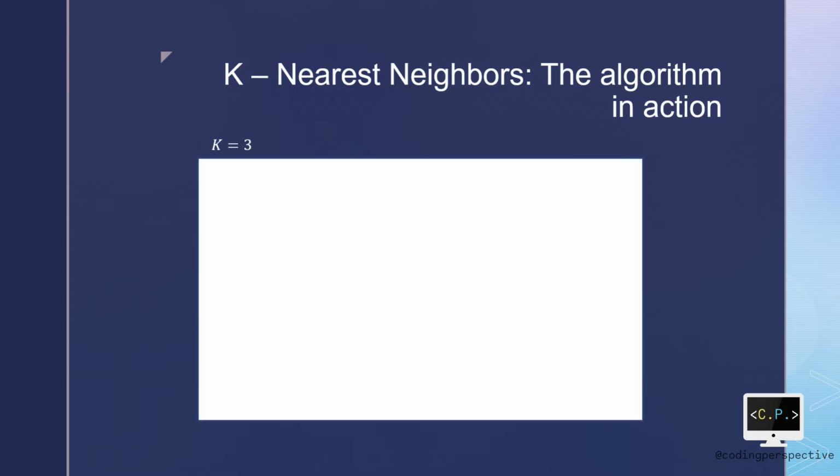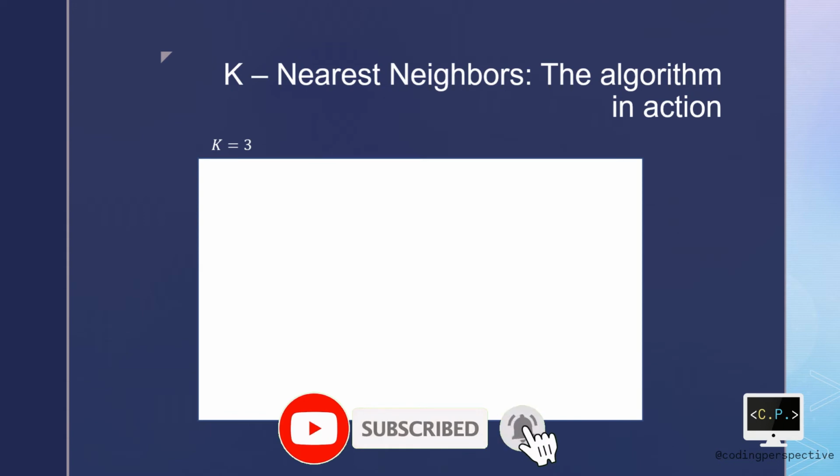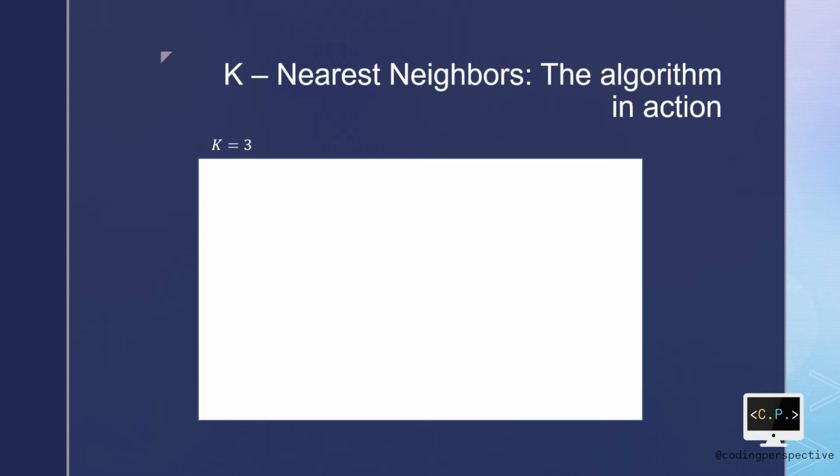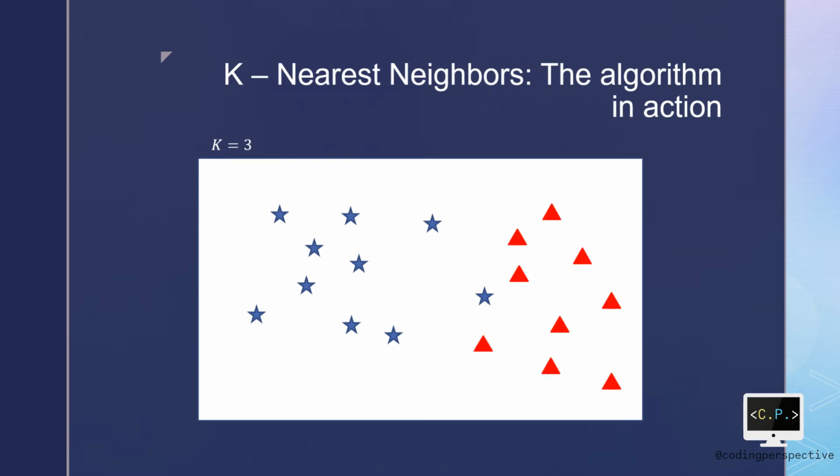Let us have a look at the KNN algorithm in action. Assume that you are given a k value of 3. You also have a training set, and suppose that your dataset includes two classes. One class consists of blue stars, and the other class consists of red triangles. Additionally, you are given a test observation, which is shown by a green circle. Note that you do not know the class of the green circle, and you want to estimate its class based on your training dataset, consisting of blue stars and red triangles.